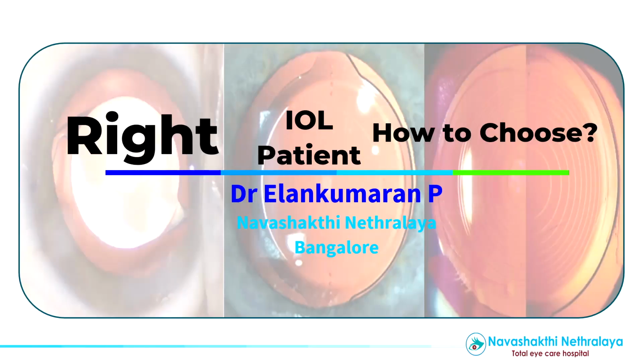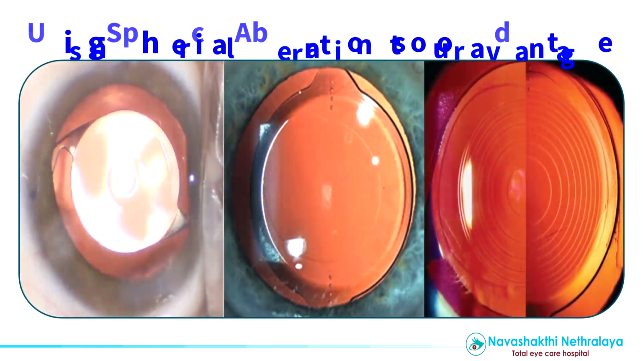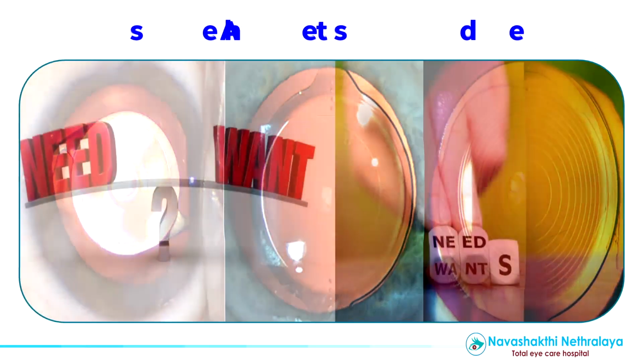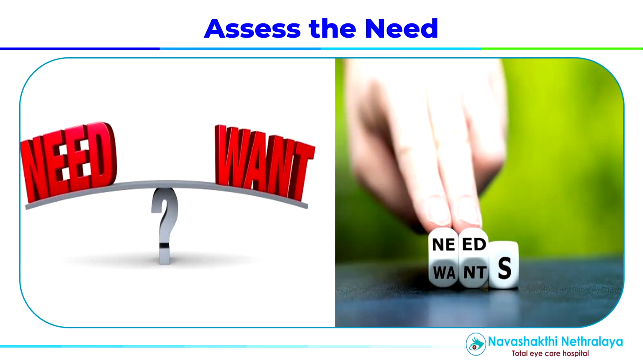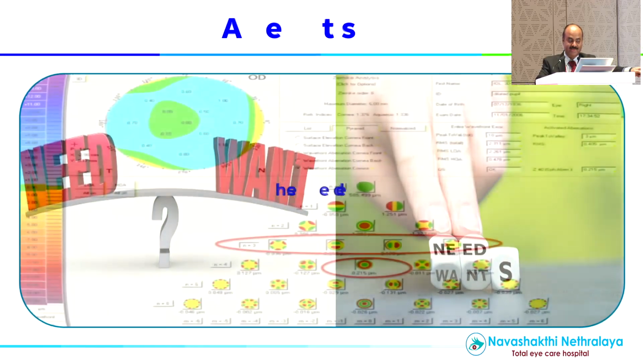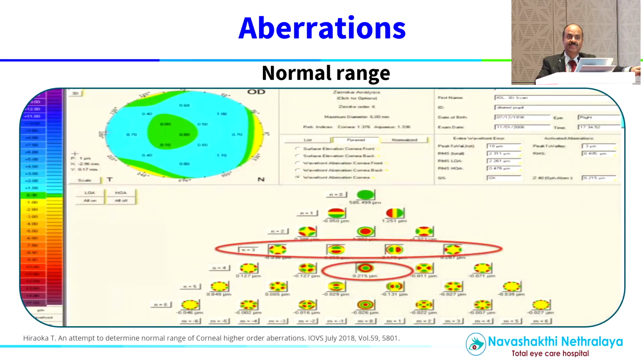I've named it: the right IOL for the right patient, how to choose, using the spherical aberrations to our advantage. There are two things we have to look at. A patient might ask for the best possible laser refractive surgery at 1.5 lakhs or 2 lakhs, but what we should look at is his wants versus his needs. I want to make this very short; we are already running short of time.